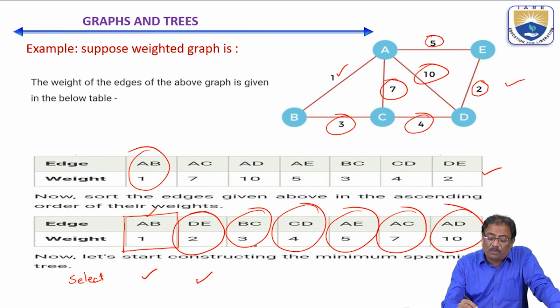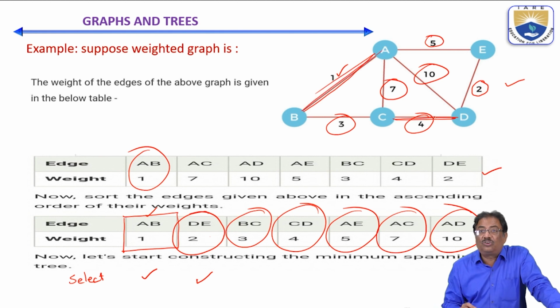So AB I am going to select in this way. And next DC is going to be selected in this way. There is no question of formation of a loop, so I am going to select that. Next, BC is 3. So BC I am going to select this. While I am selecting, no loop is going to be formed. So then 3 edges are selected.